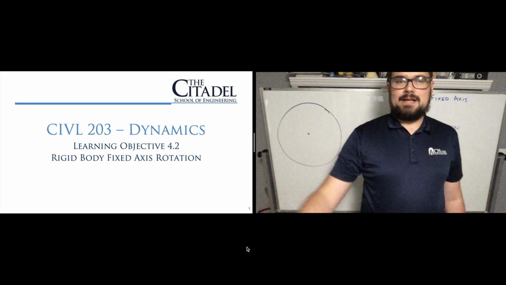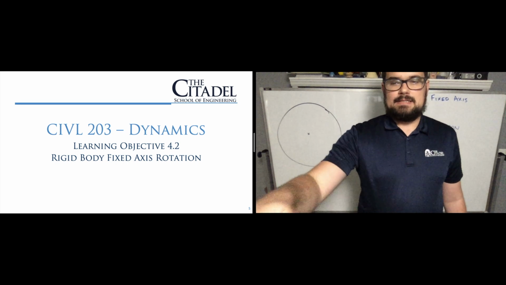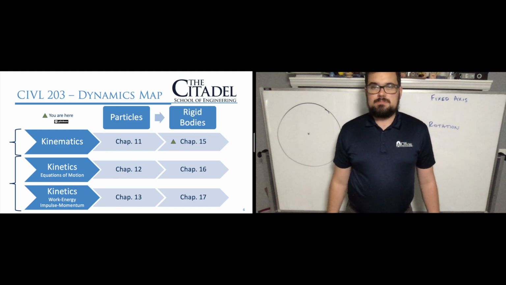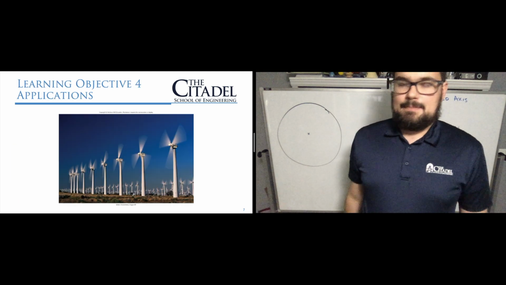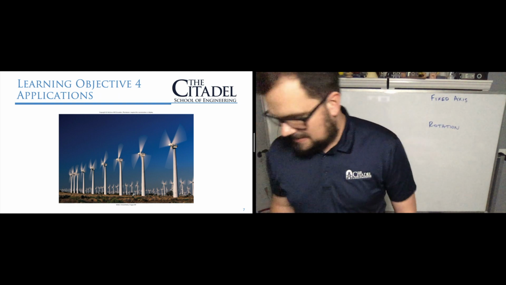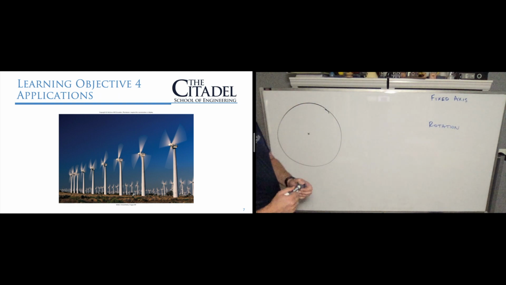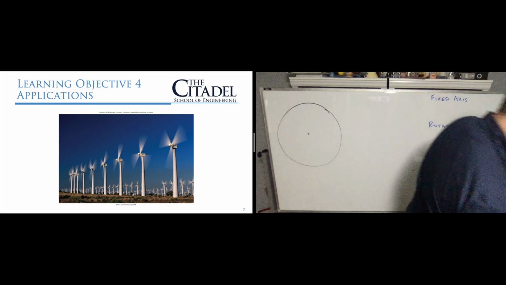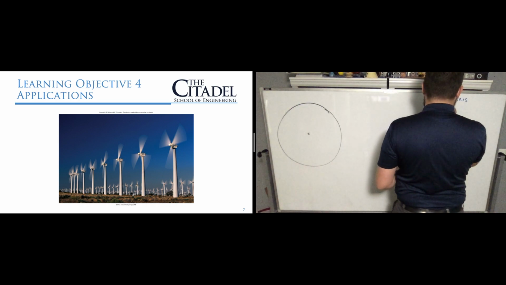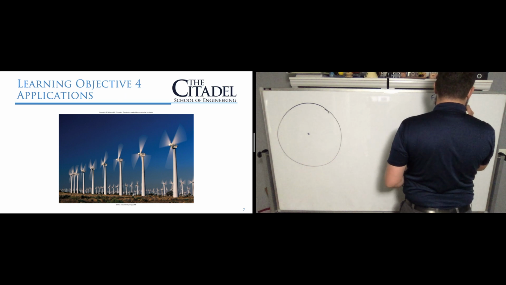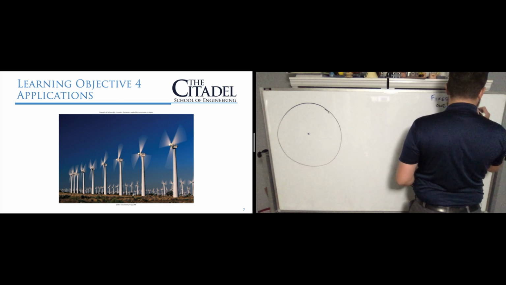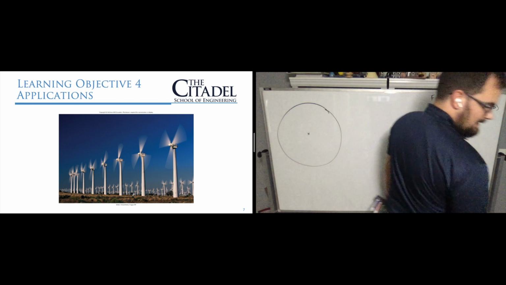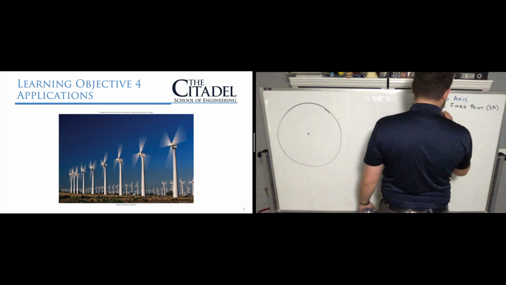So as a reminder, this is in chapter 15 of your textbook where we're looking at rigid body kinematics. Here's an example of some fixed axis rotation. So first off, we need to define our terms. When we say fixed axis, what we mean is that in 2D, we have one fixed point. That's in 2D. And then everything rotates around it. So that is the center of rotation.